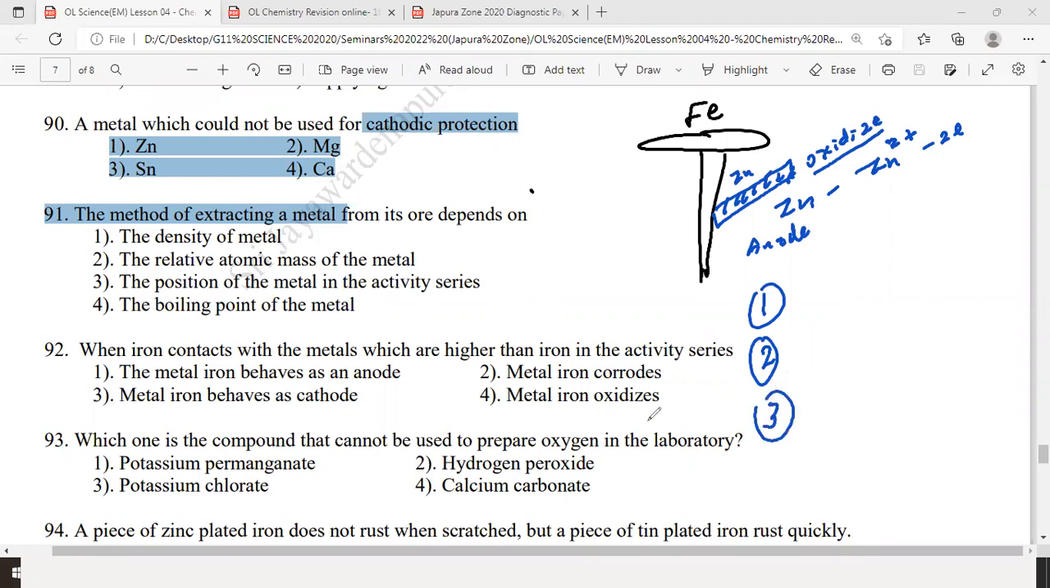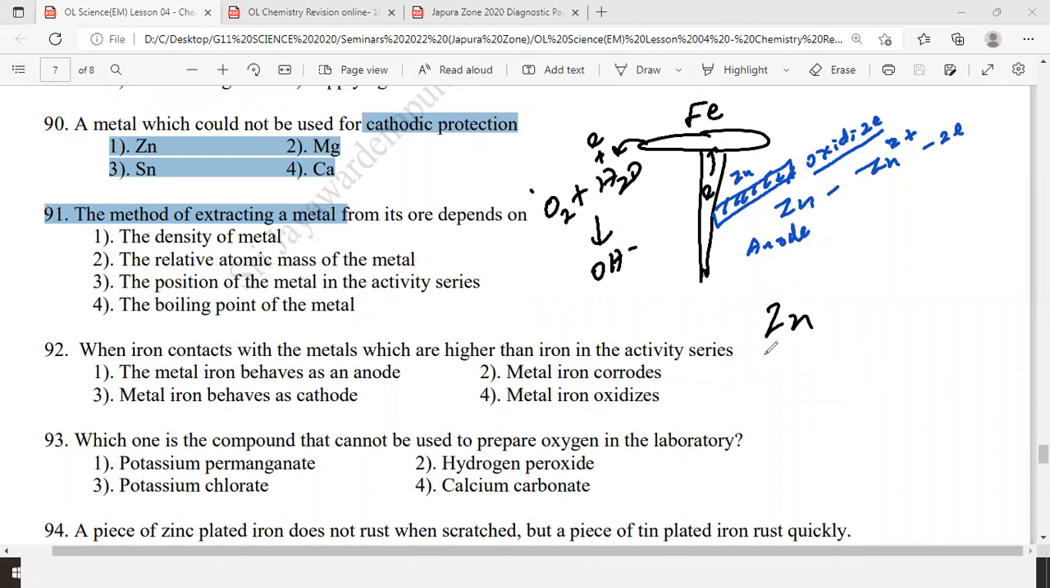Zinc loses electrons. Then who gains these electrons? Electron loss and gain must be balanced, and electrons cannot be left in the atmosphere. So these electrons travel through the iron rod, and then near the iron nail, oxygen and water gain these electrons and become what? OH minus. So this is the other reaction. What are the two reactions here? Zinc oxidizes, zinc getting dissolved.